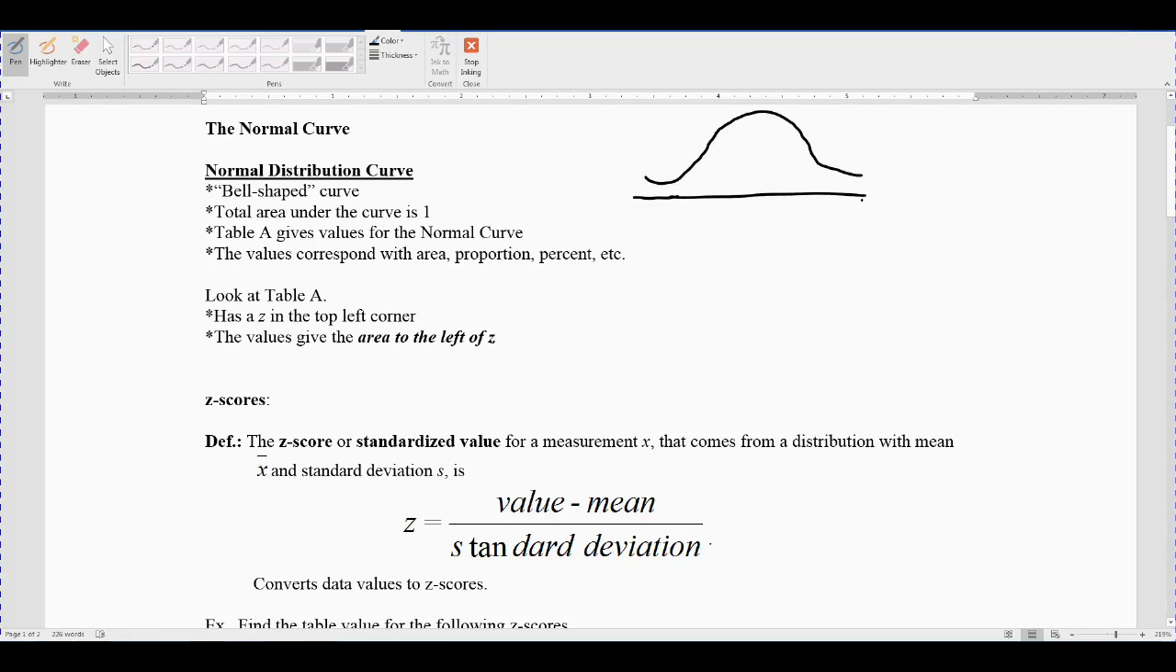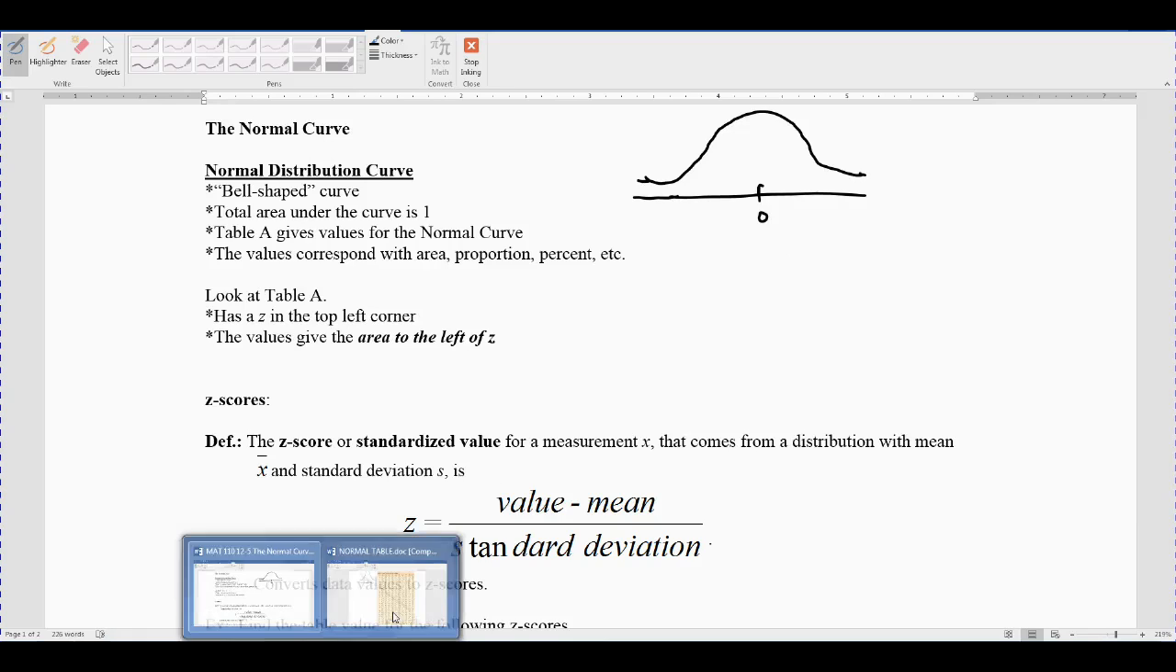This is like an x-axis. In the middle we have a 0. And these numbers on this line are actually called z-scores. What it's saying is that most things in life are about the same thing. It's just an assumption. Now, there's a table that's associated with this, and it looks like this.